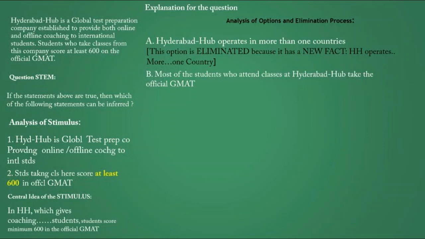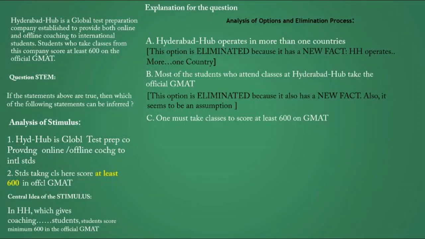Option C, one must take classes to score at least 600 on GMAT. This option is also eliminated because the stimulus has no support for this strong claim. The stimulus provides information about only those students who attend classes at Hyderabad Hub. But option C is making a generalization about students everywhere. This option is beyond the scope of the keywords given in the stimulus.